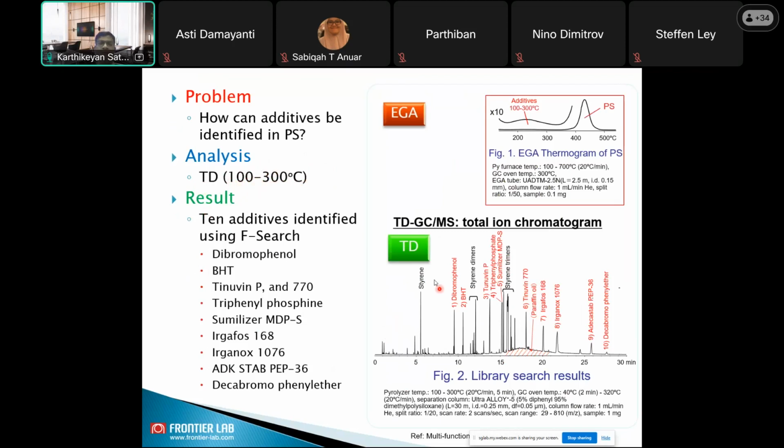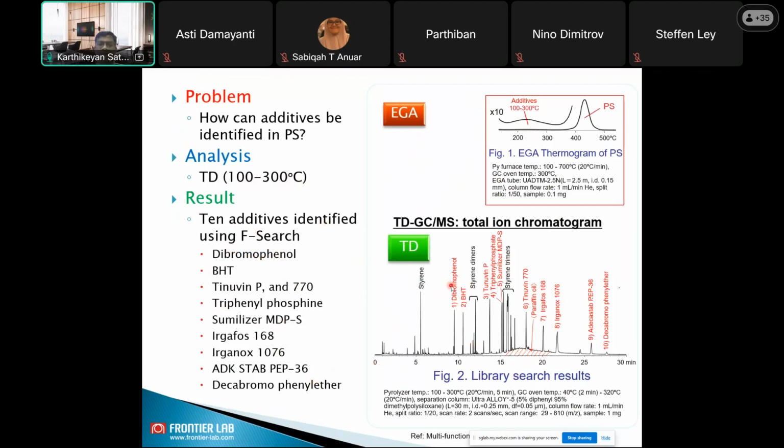So here you can see you heat the sample at 100 to 300 degrees, then the volatiles are continuously transferred to the GC column during this desorption. Then you run a normal GCMS analysis, which provides multiple peaks to show the presence of different additives.